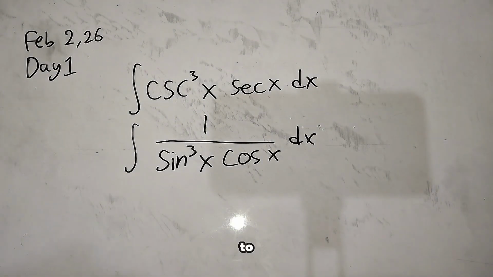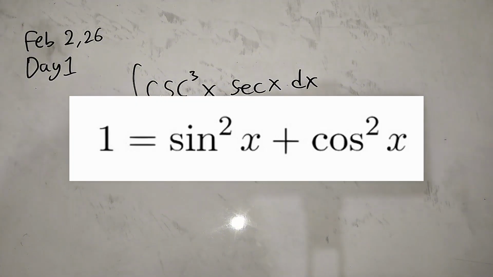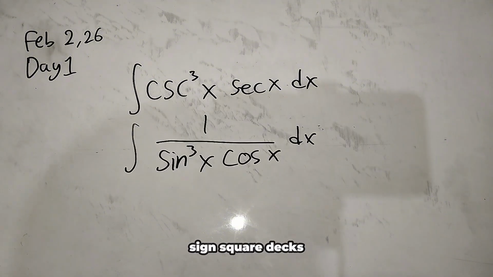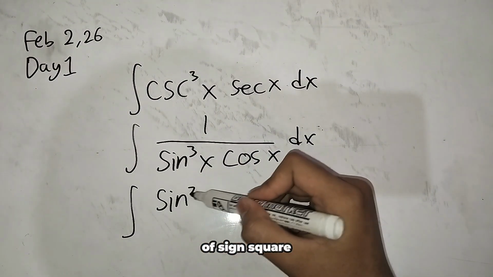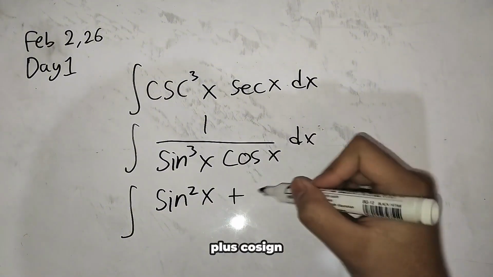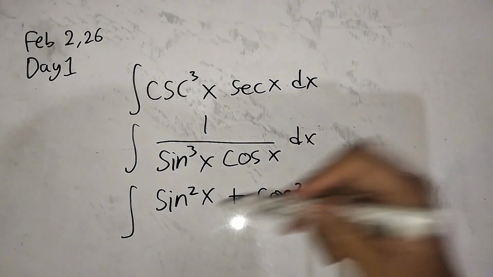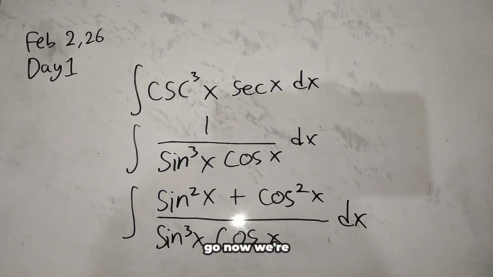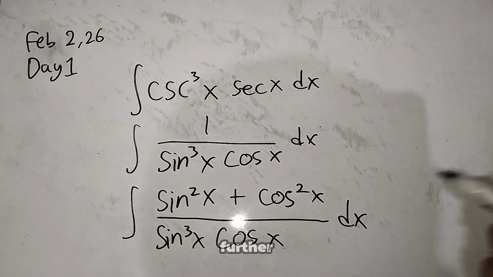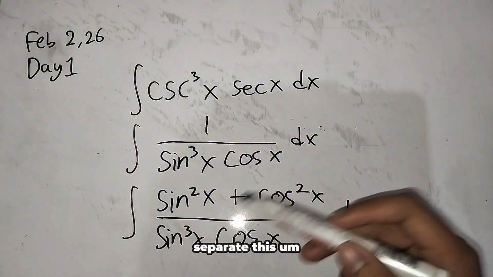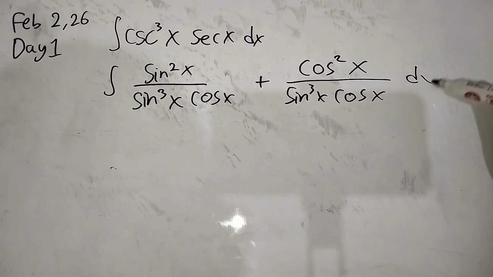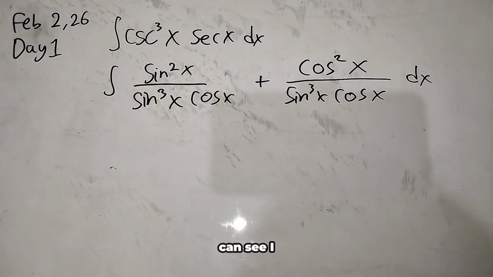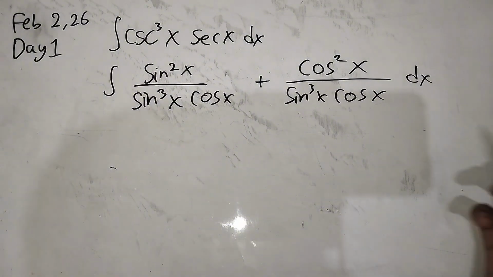And then what does 1 equal to? If you know any trig identities, you know that 1 equals sine squared x plus cosine squared x. So this is just the integral of sine squared x plus cosine squared x. Now, before I go any further, I'm going to separate this integrand because I think it's going to be easier if I split it up.